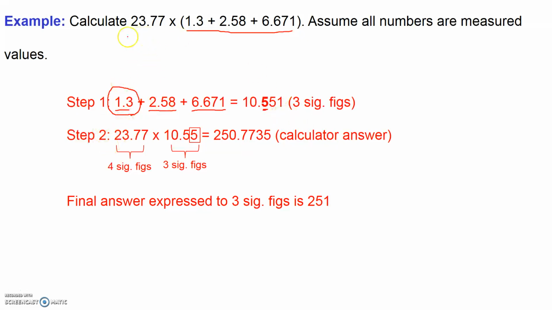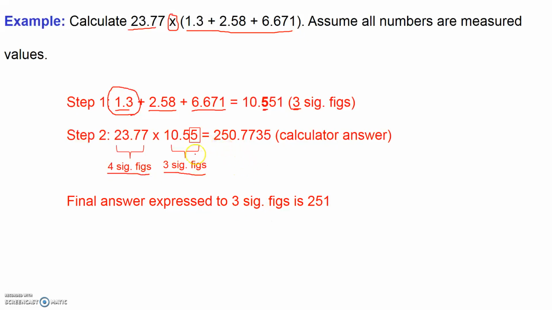So step 2 is to do the multiplication. And I'm going to take note now, because we're doing multiplication, which of the two parts of my problem has the least number of significant figures. So the sum of those first three numbers, if I had correctly rounded off, would have had 3 significant figures. And then the number that I'm multiplying the answer from that sum by actually has 4 significant figures.